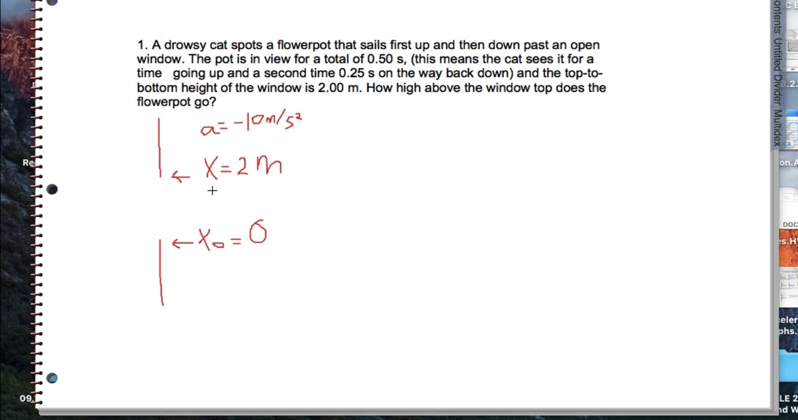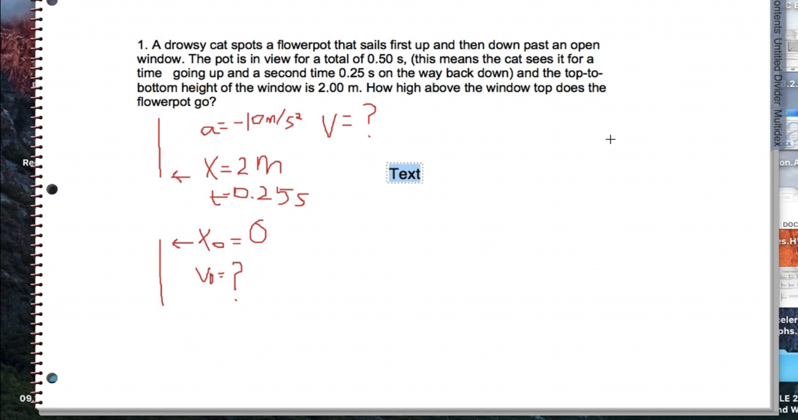And we know that the time going up is 0.25 seconds. Let's be clear though, we don't know V final, and we don't know V initial. So V naught is unknown. What I'm going to do is set up the equation we need to actually solve this problem.